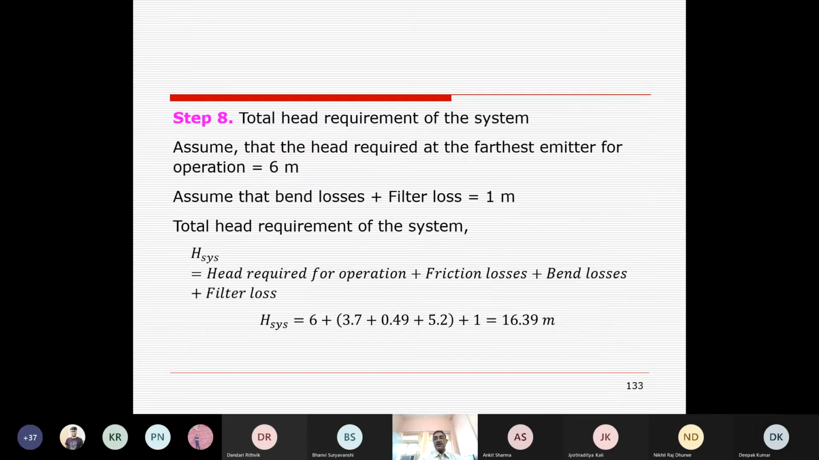Now the total head required for the system. Assume that the head required at each emitter, that is the farthest emitter, is 0.6 kg per centimeter square, or simply 6 meter head of water. Bend losses, other necessary fittings and valves require 1 meter head loss. So the total head of the system, the head required for the operation, is minimum 6 meter. Frictional losses in lateral, submain, main, and then these fittings, 1, that makes 16.39 meter. Now it is the pumping head, that is the condition.